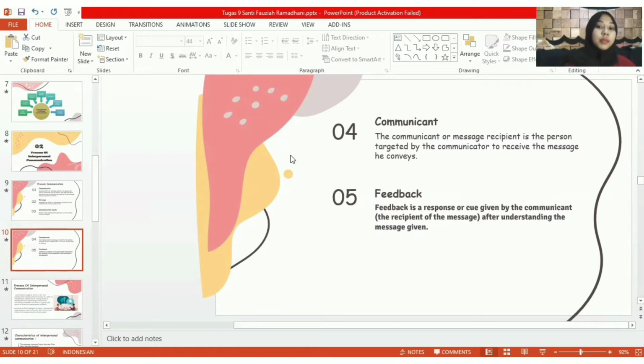The last is feedback. Feedback is a response or proof given by the communicant or the recipient of the message after understanding the message given.